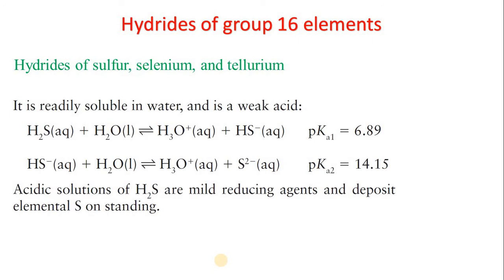Now the properties of H2S gas. It is readily soluble in water and it is a weak acid. When you dissolve hydrogen sulfide in water, you will get H3O+, that is the H plus ion, and HS minus. The pK value is 6.89, which indicates it is a weak acid. The removal of the second proton is much more difficult than the first, and the pK2 value is much higher, around 40. The acidic solutions of H2S are mild reducing agents and deposit elemental sulfur on standing.